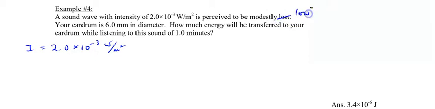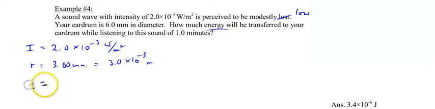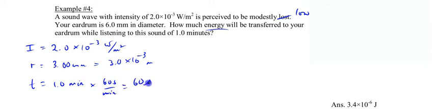The eardrum has a diameter, so the radius is going to be half that diameter, 3 millimeters, which I'll convert to meters. That's 3 times 10 to the power of negative 3 meters. And we're asked to find out how much energy would be transferred to your eardrum while listening to the sound for 1 minute. So T equals 1.0 minutes, which is basically 60 seconds per minute, so 60 seconds.